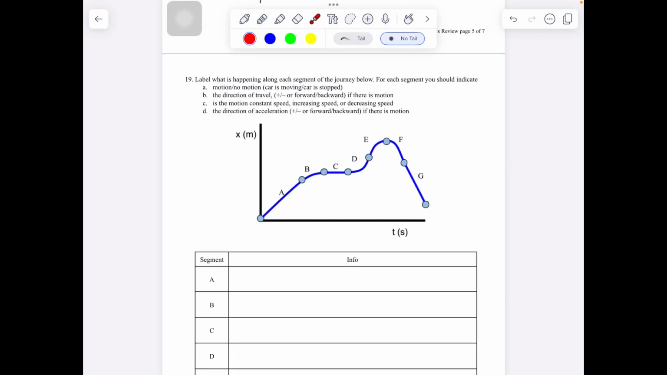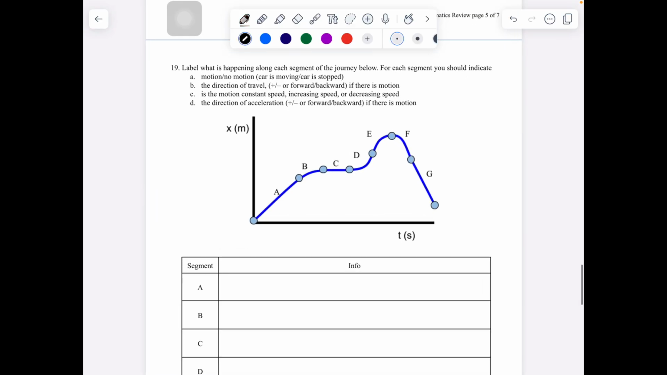Alright, number 19. Label what is happening along each segment of the journey below. For each segment, you should indicate A, motion or no motion, B, the direction of travel, C, is the motion constant, increasing, or decreasing, and the direction of acceleration. Alright, let's go ahead and do this.